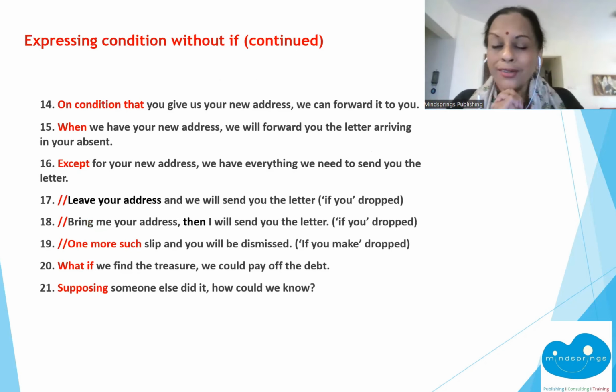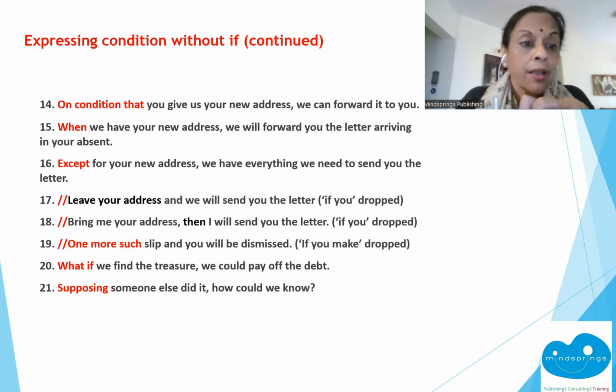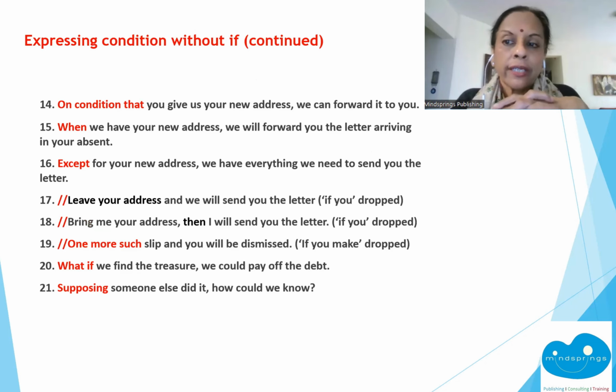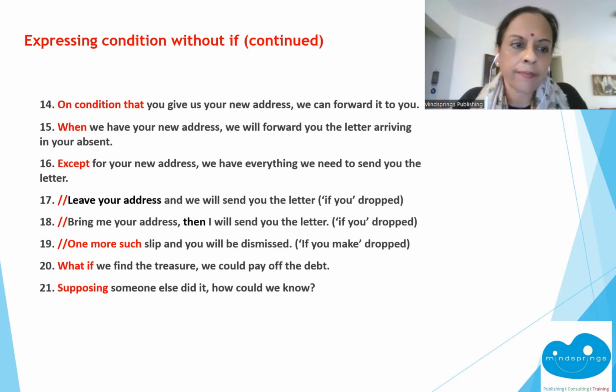On condition that you give us your new address, we can forward it to you. Only on condition. If you don't give it to us, we can't send it to you. When we have your new address, see the when clause. It's interesting how you have a when clause there. When we have your new address, we will forward it to you. What you're trying to say is until then, we cannot do it. If you don't give it to us, we cannot send it. That if is constantly hovering in all these sentences.